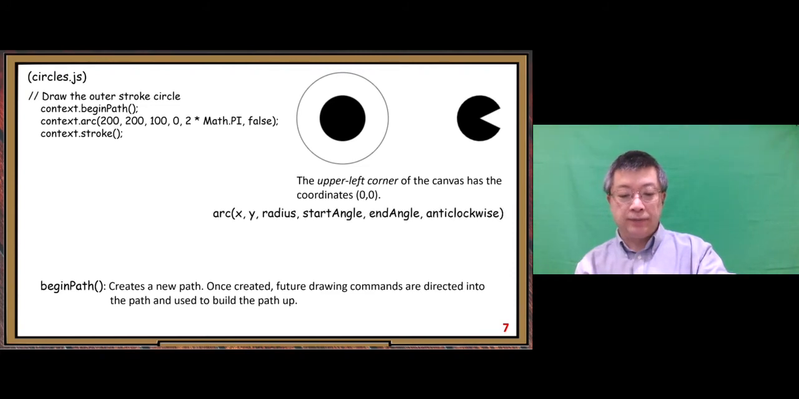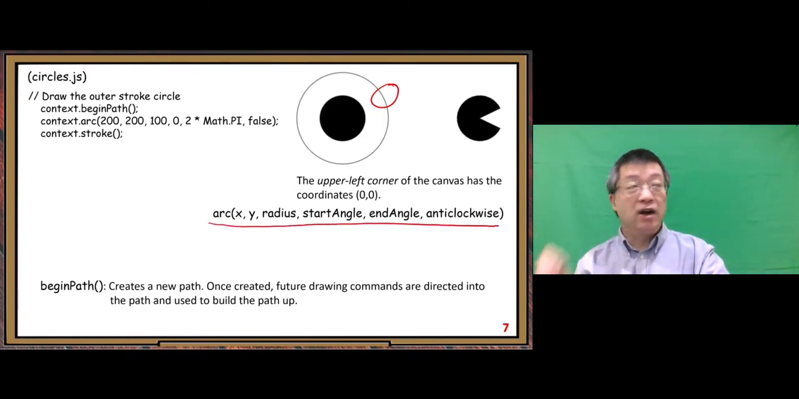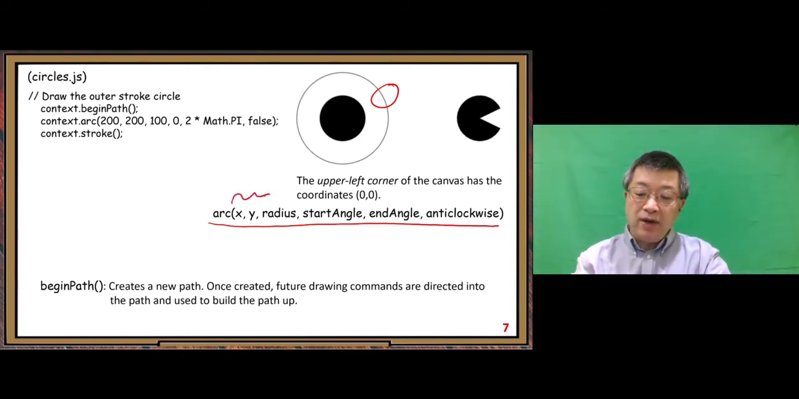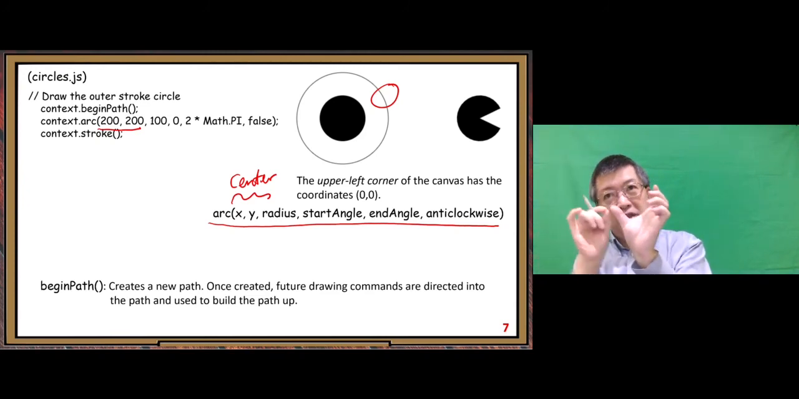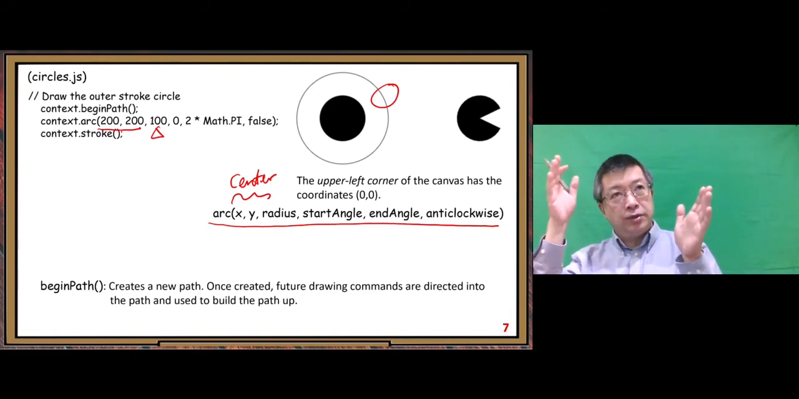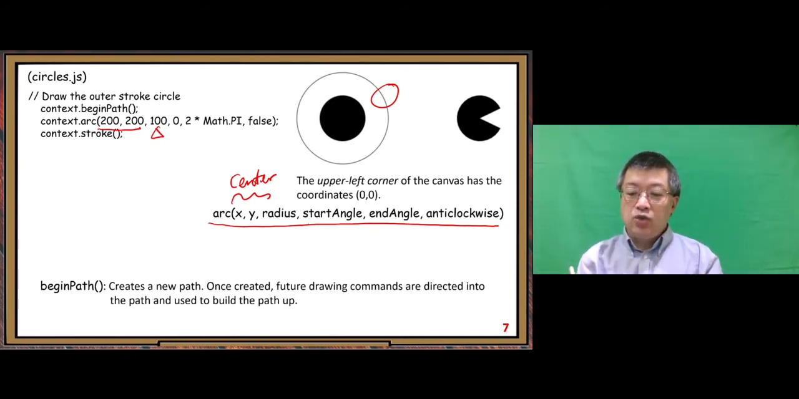All right. Then we draw that arc, this circle. How do we draw that? We call the arc method. You can see all these parameters we need to use. The first two parameters are the center of the circle, the x, y coordinate, 200, 200. That's the center of your circle. The third one is the radius, 100 pixels. Next one, start angle. That's 0. You start from 0 angle.